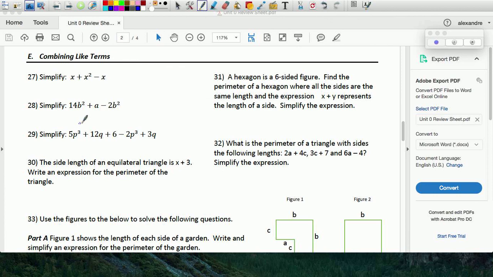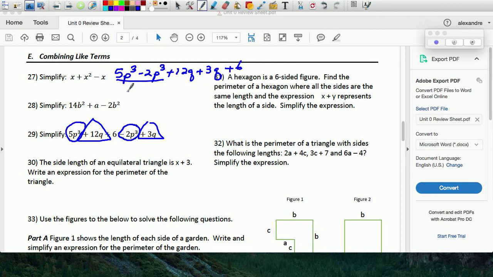29. P cubed. That's a p cubed. This is a p cubed, so it's minus p cubed. Q's, we have 12q, 3q. And the last thing, I'm not putting anything because there's no like term. So let's put all the p cubeds together. So 5p cubed minus 2p cubed plus 12q plus 3q, and finally plus 6. So I can combine these two. 5 minus 2 is 3, p cubed. The q's, 12 and 3 is 15q, and finally plus 6.